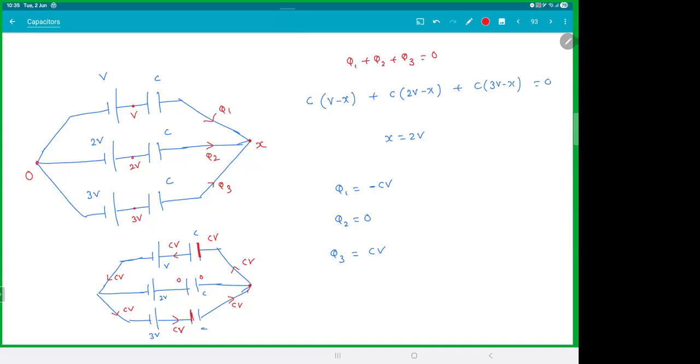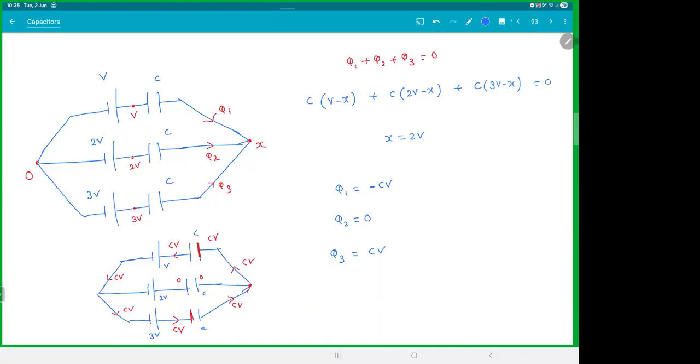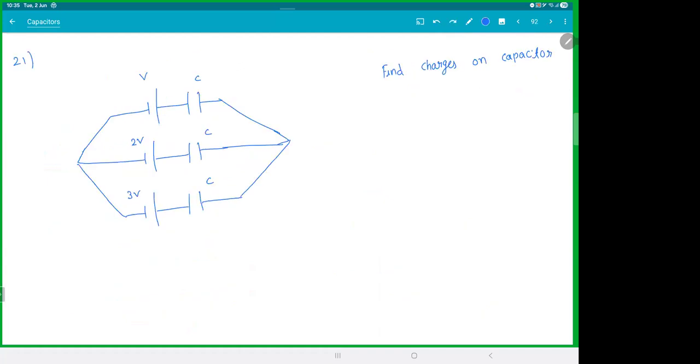The next class also will be quite important. We will be doing what happens if you attach one capacitor to another capacitor and all that stuff. So I think we should be able to wrap up this chapter in another 2 classes. But the last class would be mostly on dielectrics and all. That's all fine. We have done almost 21 questions and today's class is really important.